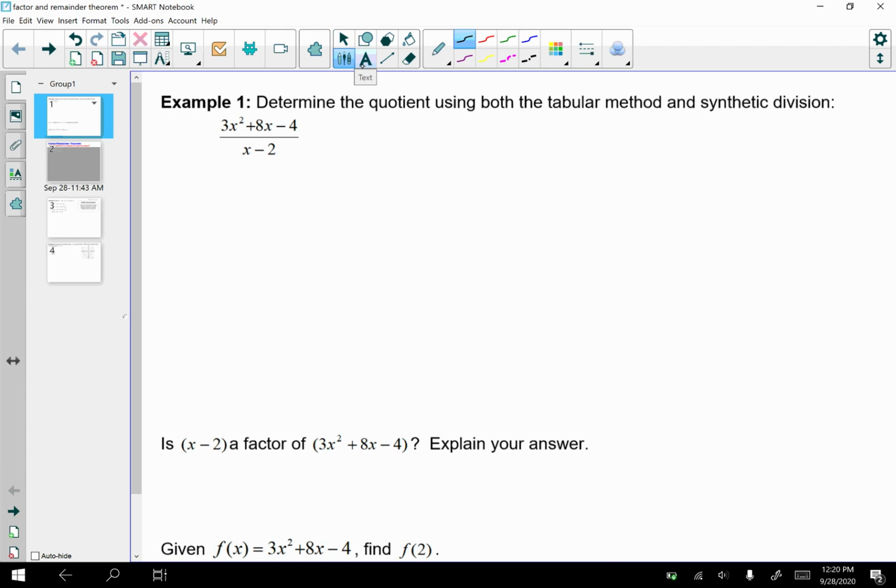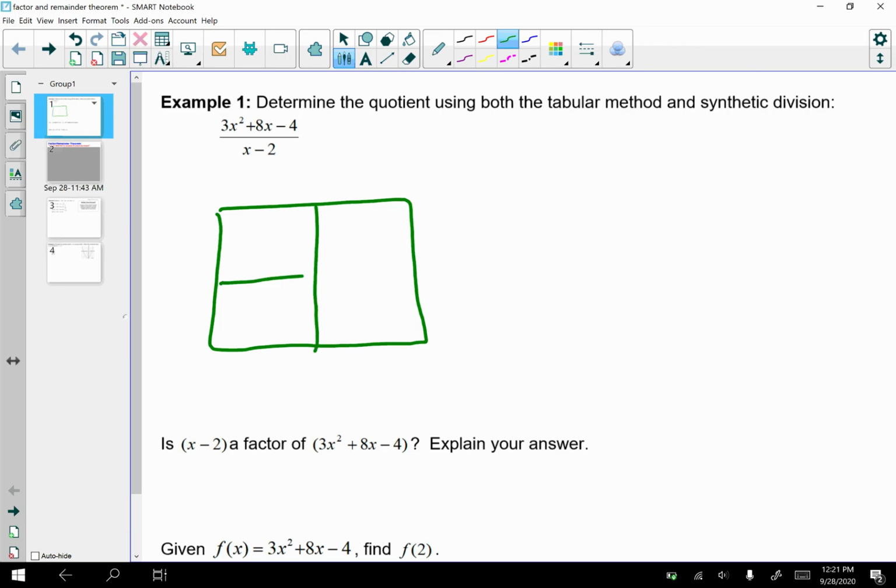We're going to start with a little review of division. Determine the quotient using both the tabular method and synthetic division. So if I'm using the tabular method, I need to set up with my divisor on the right-hand side, so x minus 2, and my dividend on the diagonals. 3x squared plus 8x minus 4.